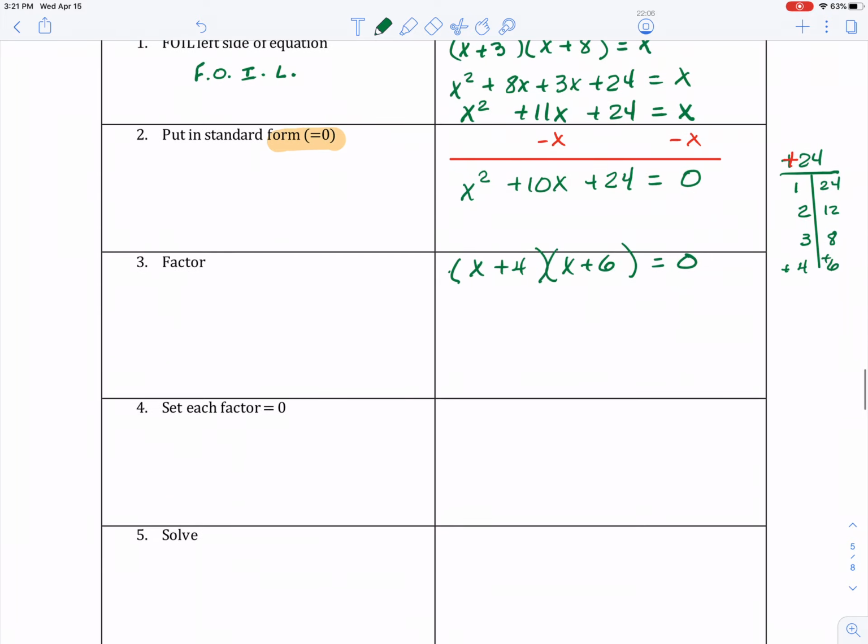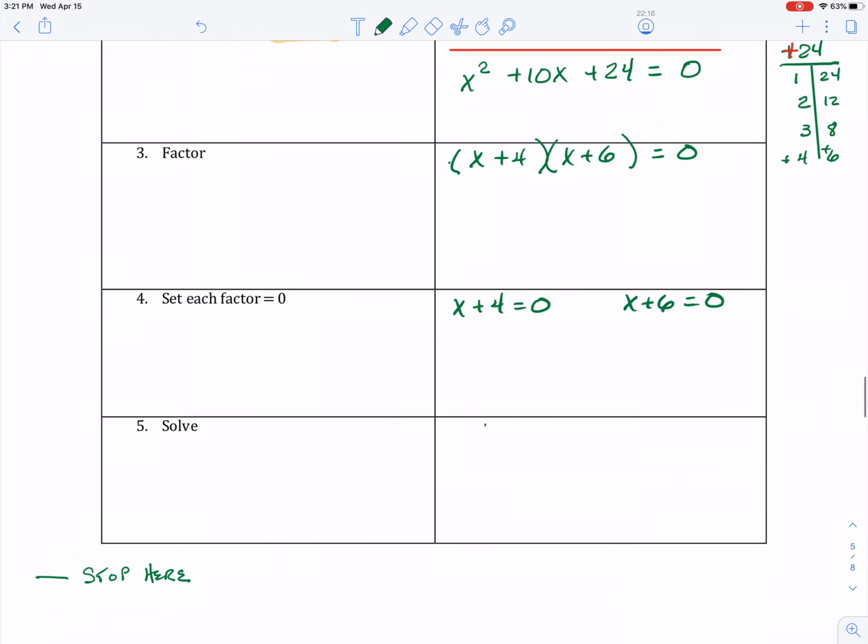So setting each factor equal to 0 and solving, so I'm going to be subtracting 4 from this first one, from both sides, and subtracting 6. So my two solutions are negative 4 and negative 6. So that's a good place to stop to show you how to solve quadratic or second degree equations by putting them into standard form and then factoring and setting each factor equal to 0.